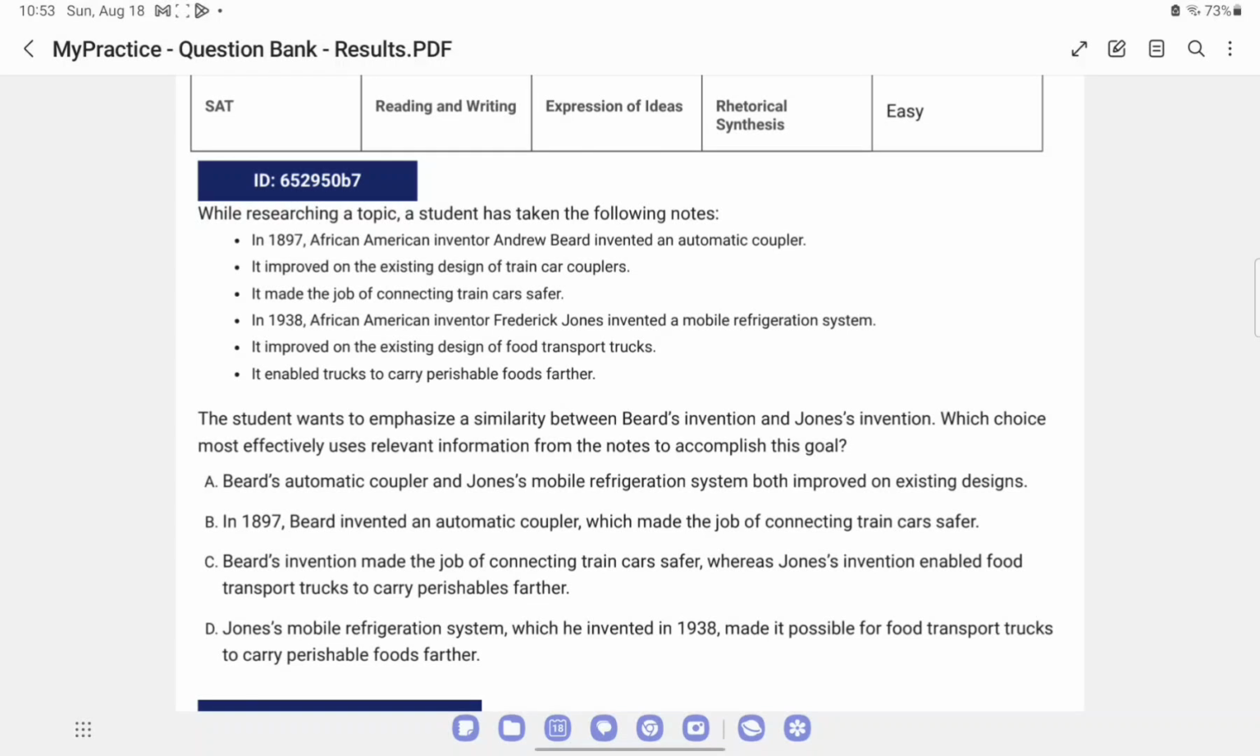So the first one says, Beard's automatic coupler and Jones's mobile refrigeration system both improved on existing designs. Okay, that's a similarity. B says, in 1897, Beard invented a, okay, that's just talking about one of them, so no. C, Beard's invention made the job of connecting train cars safer, whereas Jones's invention enabled food transport trucks to carry perishables farther. No, because that's talking about a difference. We're trying to find a similarity. D, Jones's mobile refrigeration system, which he invented in 1933, that's just about Jones. So it's A.